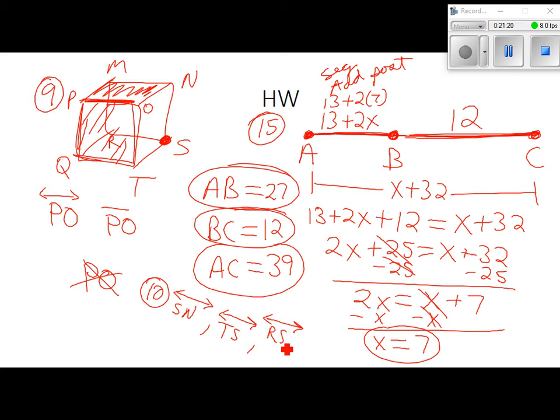You could probably go ST and so on. You could turn them around, right? All of them better have what in it though if they're intersecting at S? S. Remember, you use your symbol.